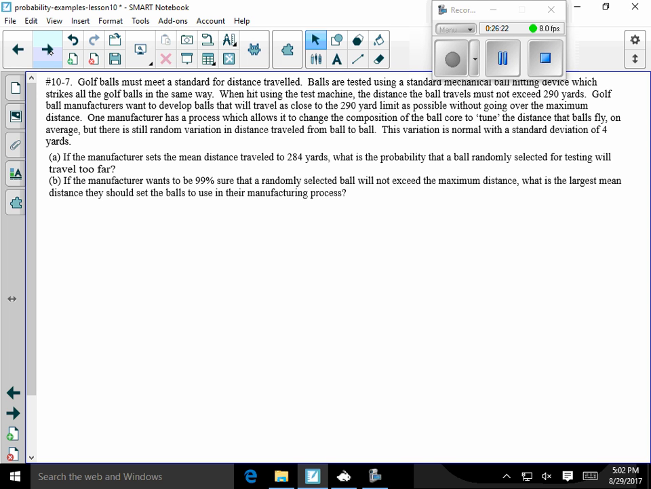All right, so let's attack the first problem. It says that we want to evaluate something about the probability. So that's a hint that I'm going to be using a normal curve along with a normal CDF function to find a percentage or an area under the curve. So I'll start with a sketch.